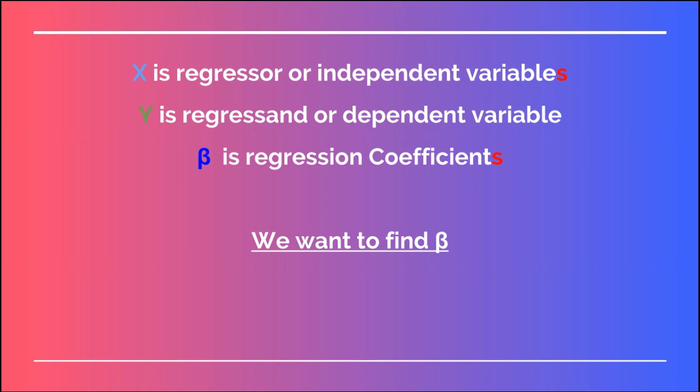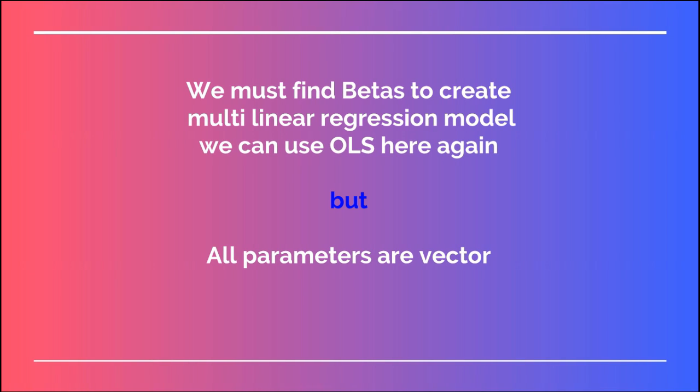X is a regressor, or independent variables. Y is a regressand, or dependent variable. Beta is a regression coefficient. We want to find beta. We must find the betas to create the multilinear regression model.